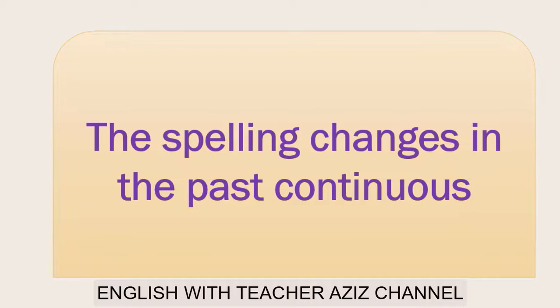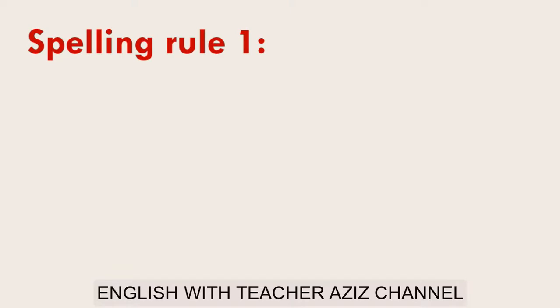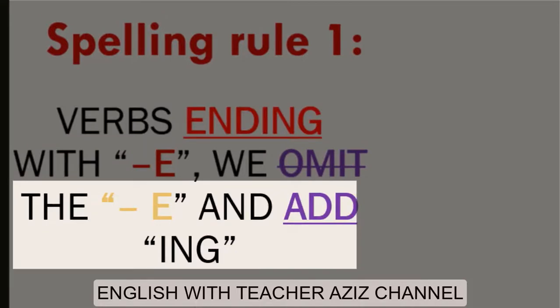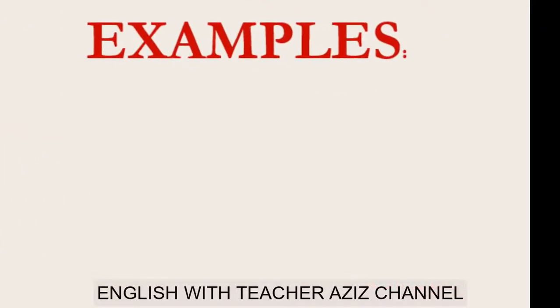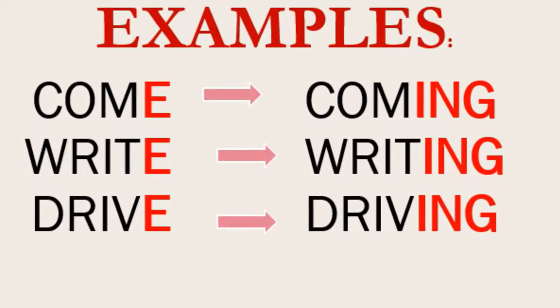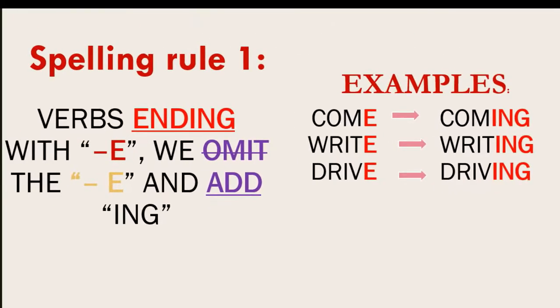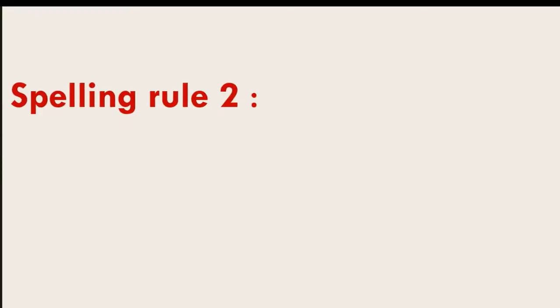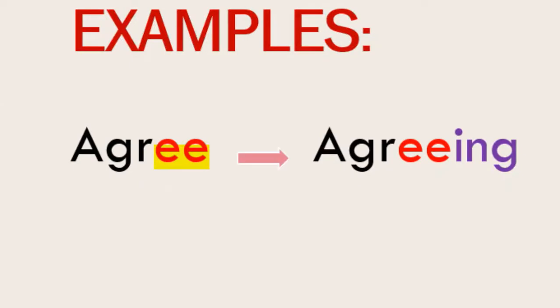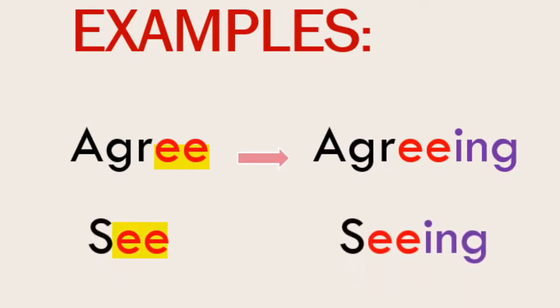The spelling changes in the past continuous. Spelling rule 1. Verbs ending with E, we omit the E and add ing. Example: come, coming; write, writing; drive, driving. Spelling rule 2. Verbs ending with EE, we add ing. Examples: agree, agreeing; see, seeing.